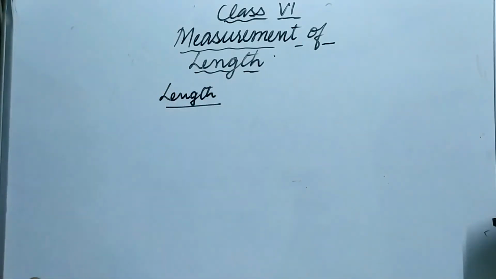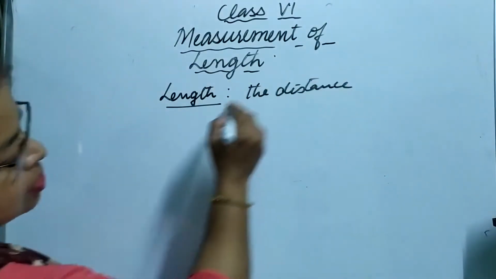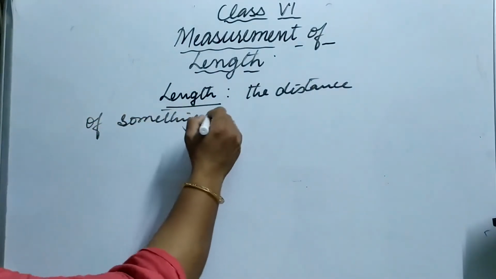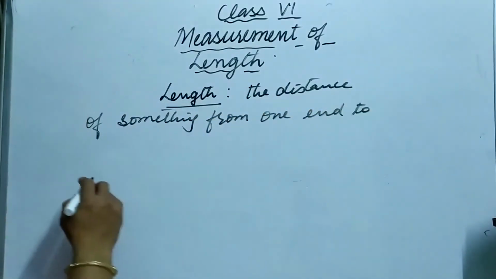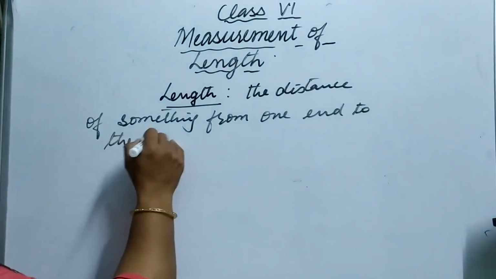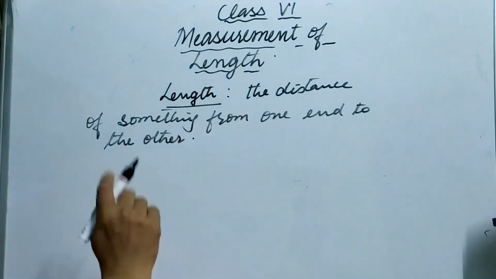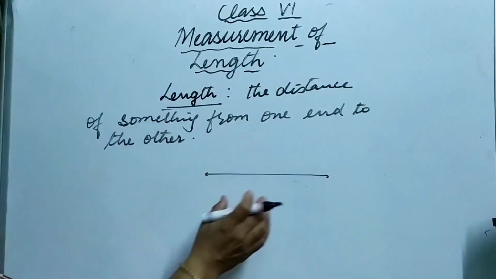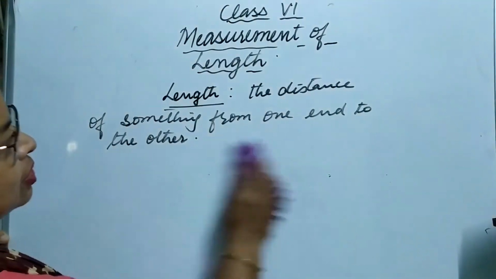How to define length? It is the distance of something from one end to the other. Okay, this is called the length. Distance from one end to another. For example, from this point to this point. Okay, the distance between this point A and B will be its length. Fine. So now, how to measure the length?